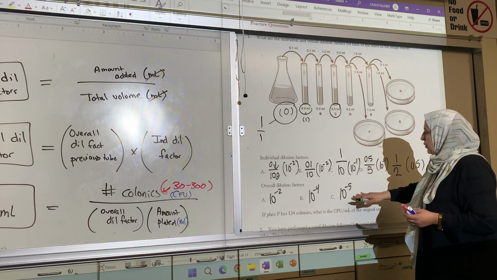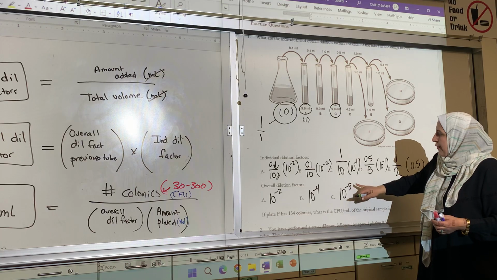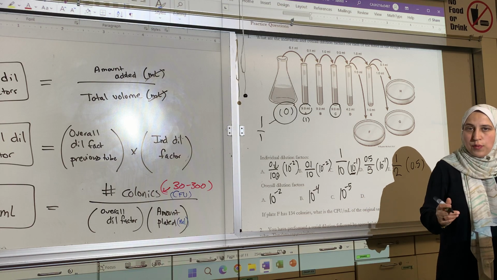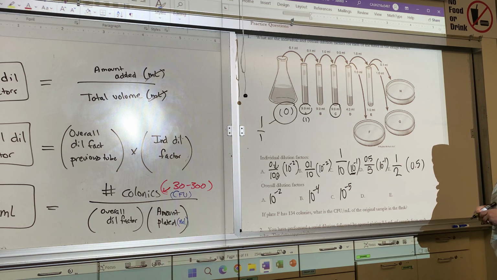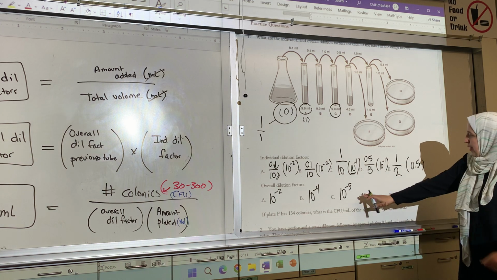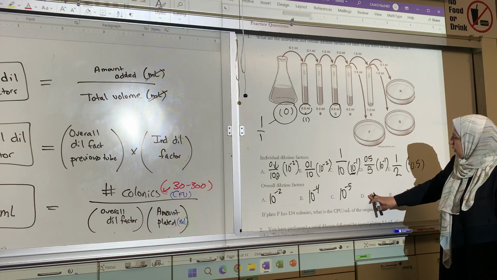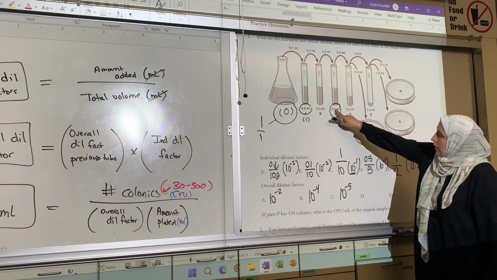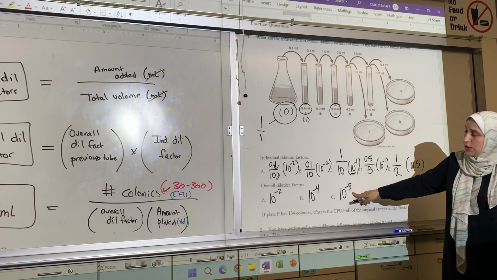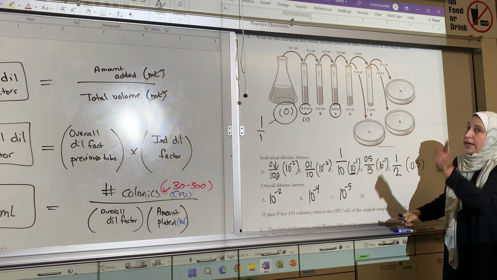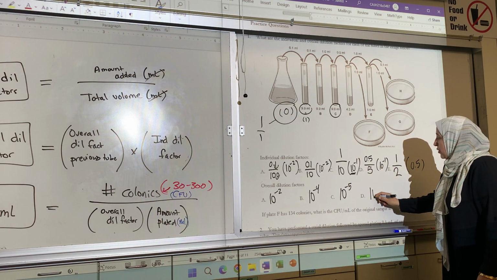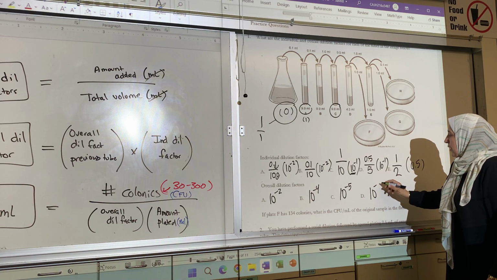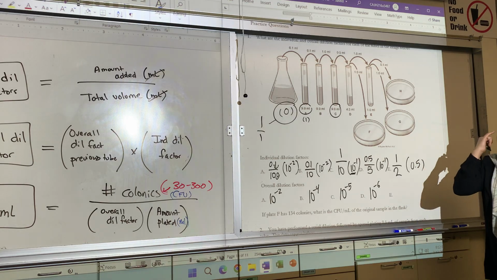So our overall dilution factor is 10 to the negative 5, even though our individual dilution factor is 10 to the negative 1. Okay? Now, for D, we used a liquid that was already 10 to the negative 5 times dilute, and we diluted it again 1 order of magnitude. So we multiply the 10 to the negative 5 by the 10 to the negative 1, and we get 10 to the negative 6.